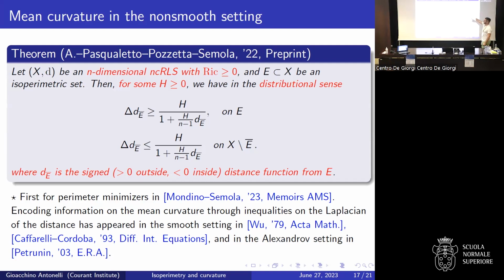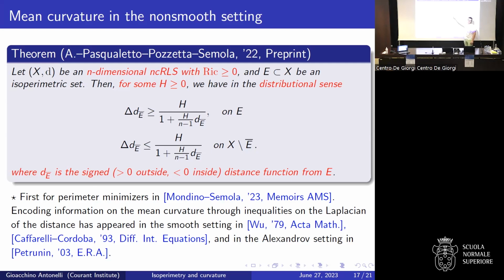It's a non-collapsed Ricci limit space, because now we ended up in a non-collapsed Ricci limit space with non-negative Ricci curvature. In a sense, it's the limit of spaces with non-negative Ricci curvature. Then we can prove that for some H, which you have to think of as a substitute for the mean curvature, the Laplacian of the distance from E is greater or equal than this quantity. This quantity is what you get in Rn. If you take a ball and you compute this quantity, this is the mean curvature of the enlargement of the ball. So this is sharp, okay?